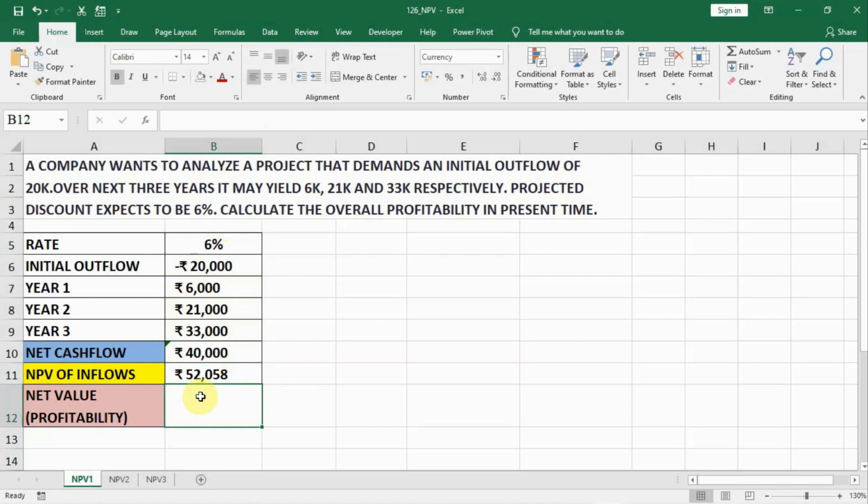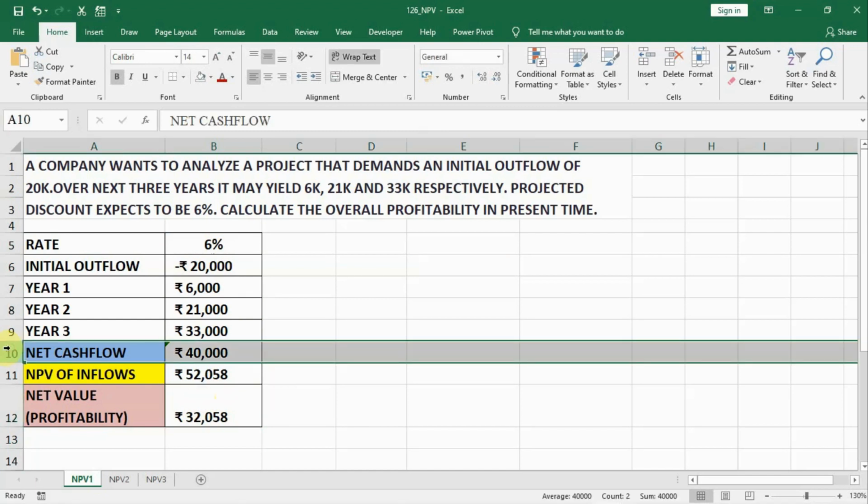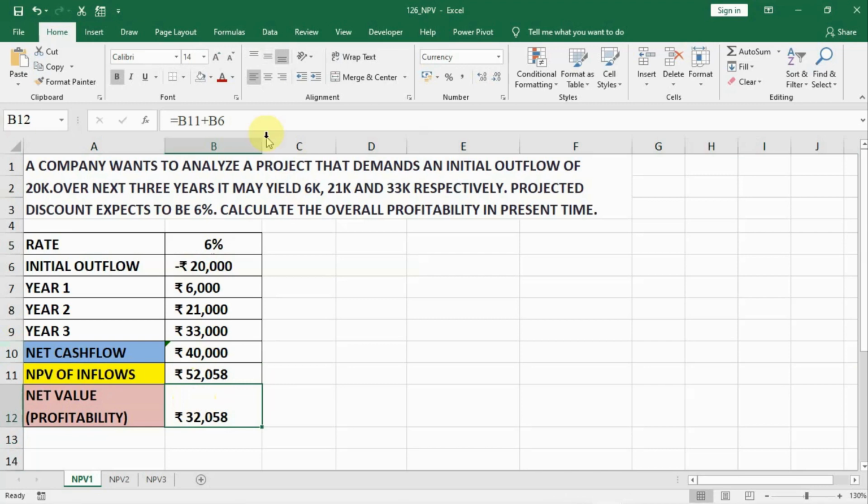And we'll see the net profitability. We add this 52,000 to the cash outflow that is going to happen today. And now we came to know that the net profit in today's terms is 32,000, whereas if we go by net cash flow, it seems it is 40,000. So the correct answer is 32,000.